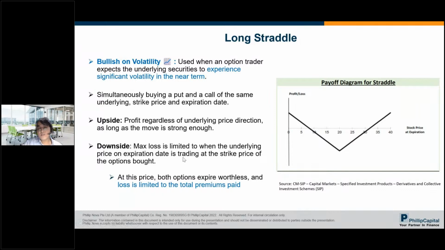The maximum loss will be when the underlying is trading at the same strike price as the options that you buy, which is equal to the total premiums that you pay. And you have to take note that for the straddle strategy, you're paying premiums for two different options. You're paying the premiums for a put and a call option at the same time.